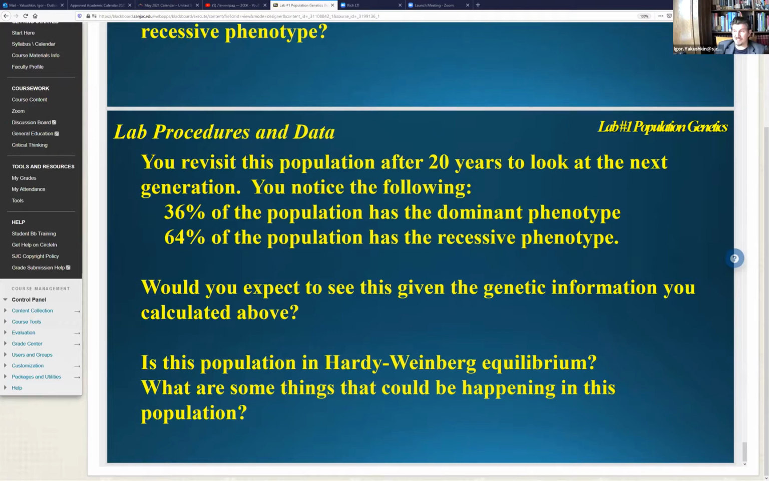List conditions necessary for the Hardy-Weinberg law to be valid, and those are, according to the lab, 5 conditions: no natural selection, no mutation, random mating, no immigration or no gene flow, and what was the 5th one? Random mating, no genetic drift. Here we go. Genetic drift is a random event which drastically changes the percentage in the population. We'll talk about that during the lecture next time.